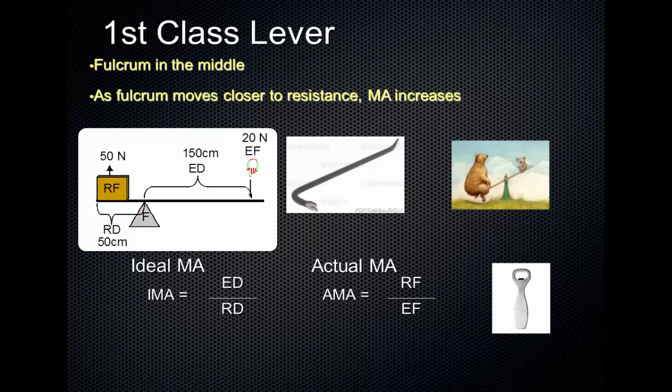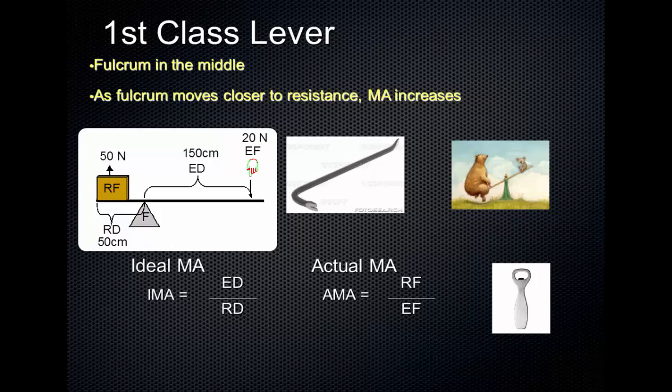So if I put this fulcrum closer to this resistance, I barely have to push on this at all to lift the weight. That's a very high mechanical advantage. If I move it back here, I need to push harder. I need to use more effort to lift that resistance. So examples: a teeter-totter, a pry bar, a bottle opener, these are all types of first class levers.